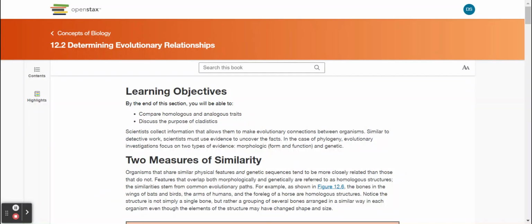Section 12.2, Determining Evolutionary Relationships. By the end of this section, you will be able to compare homologous and analogous traits and discuss the purpose of cladistics.